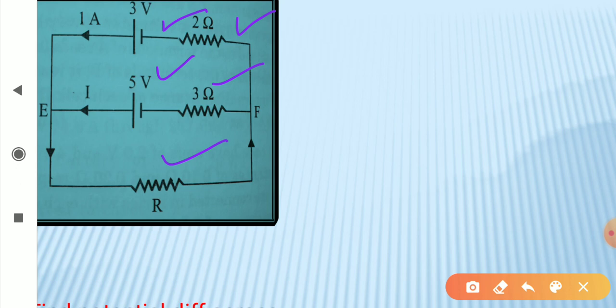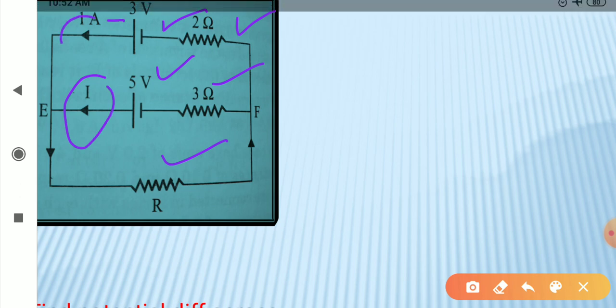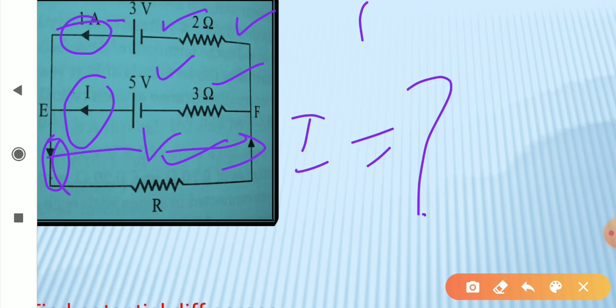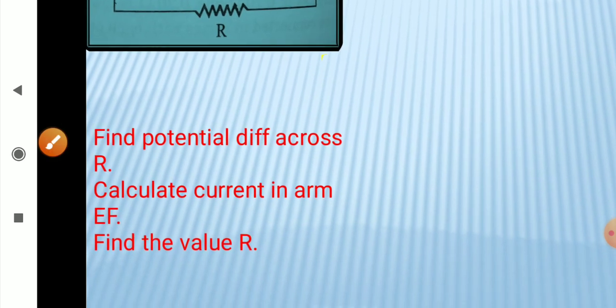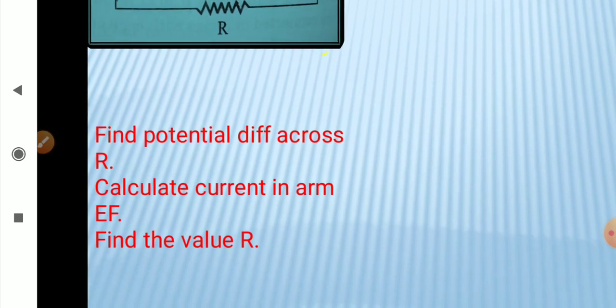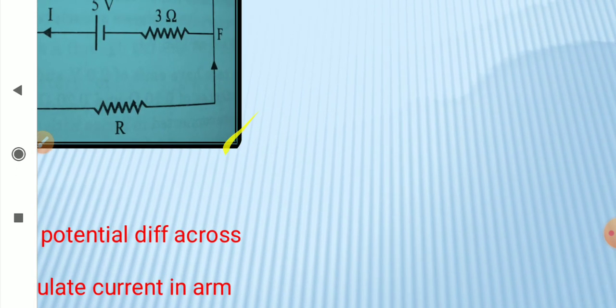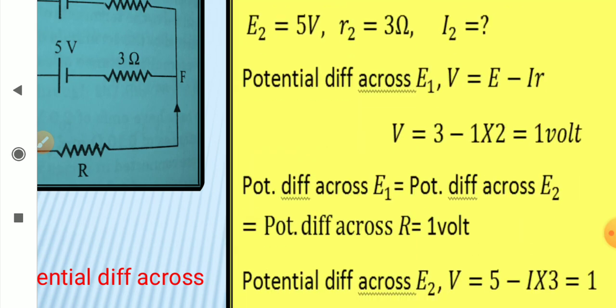Right? We have to find out this current I when the current given from this 3 volt battery is 1 ampere. Right? And these two currents are adding to give this current. You have to find out current I, you have to find out this potential difference, and you have to find out this R. These are 3 parts. So let us look at it. Find the potential difference across R, calculate the current in the arm with the 5 volt EMF, and find the value of R. So these 3 parts we have to do.